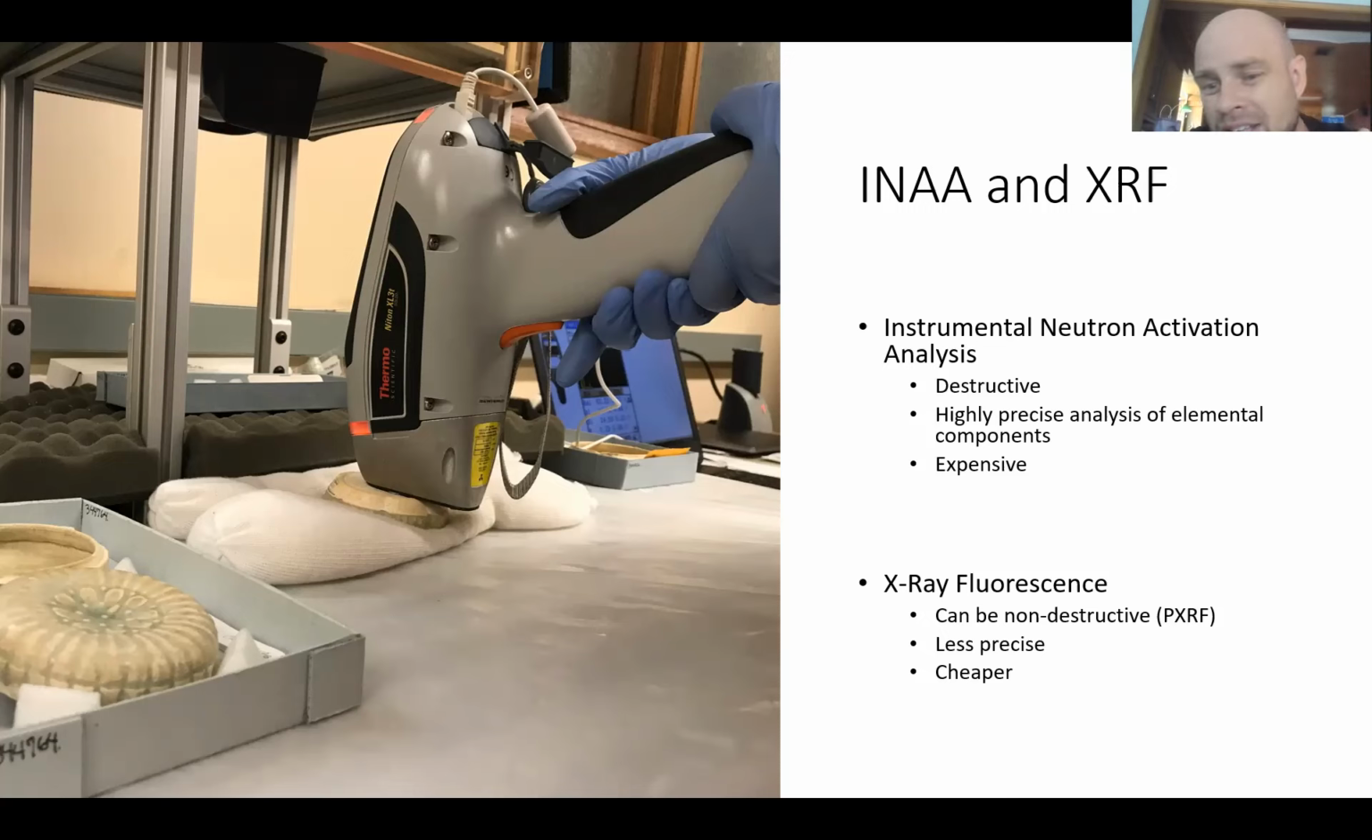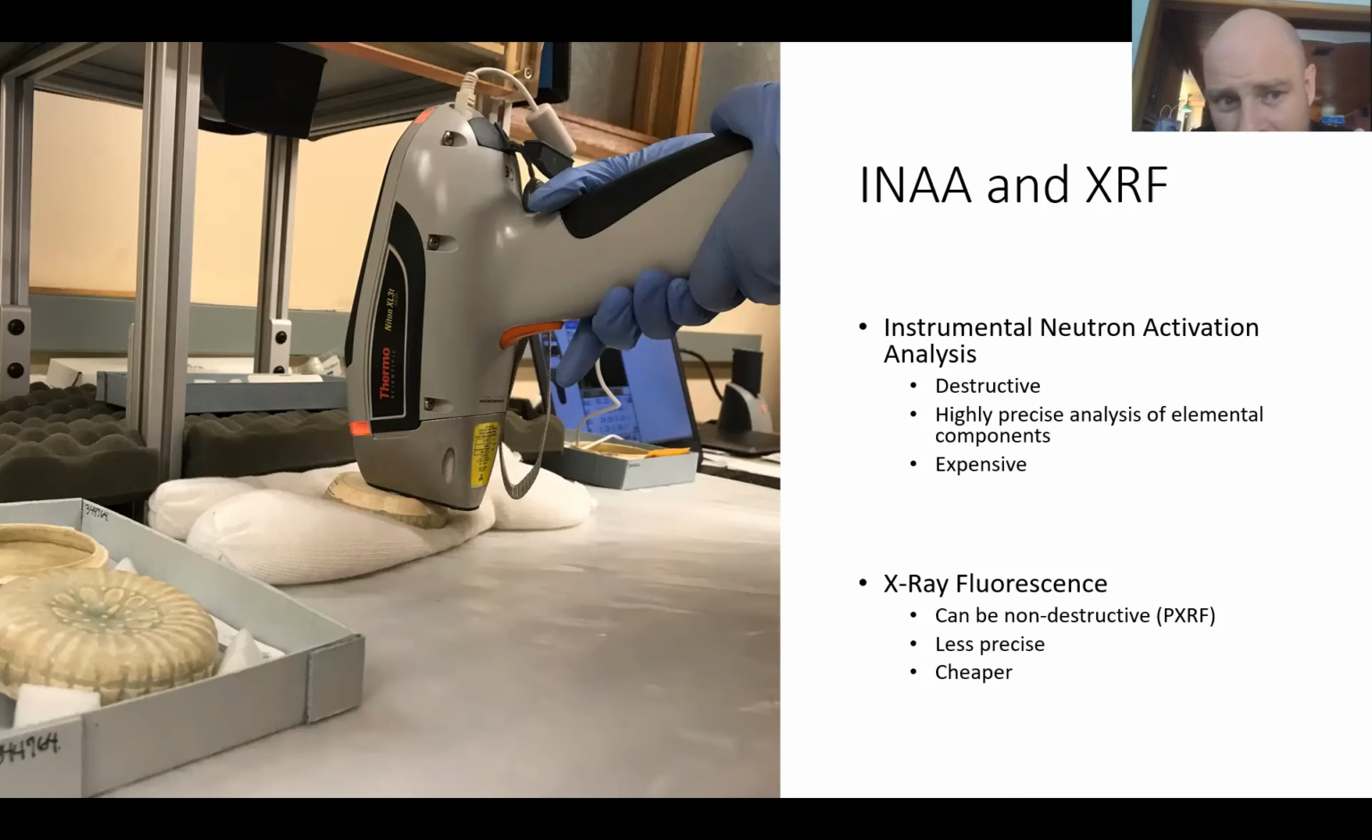So it is cheaper than instrumental neutron activation. It's non-destructive in the case of these pistols. So people are using these for all kinds of things. They're using them for geology. They're using them for chemistry. They're using them for oil, for mining, all these different applications. But we use them for archaeology as well.